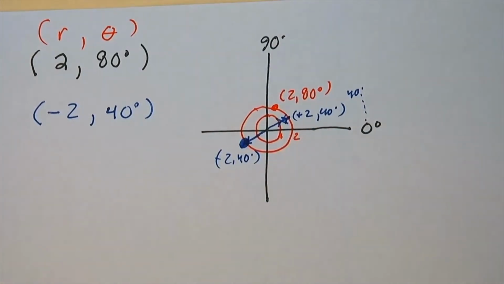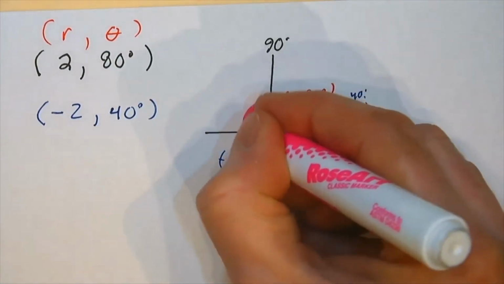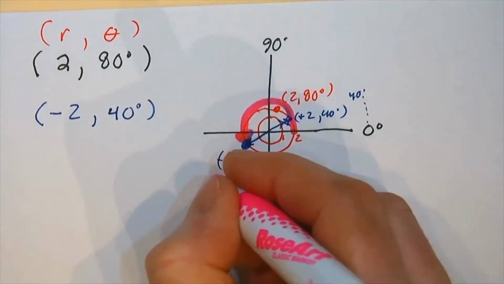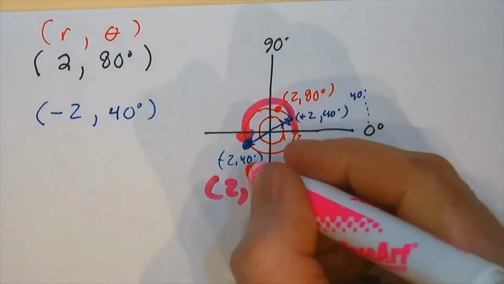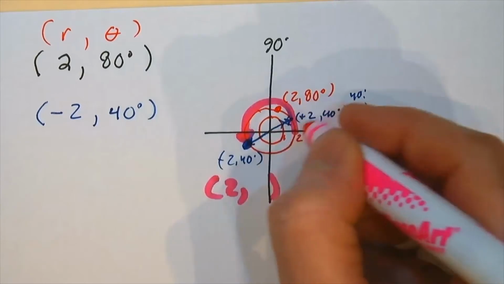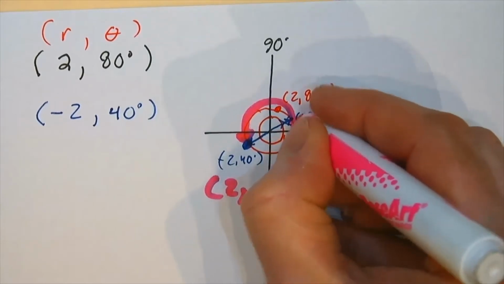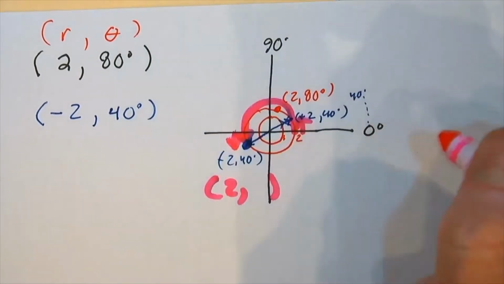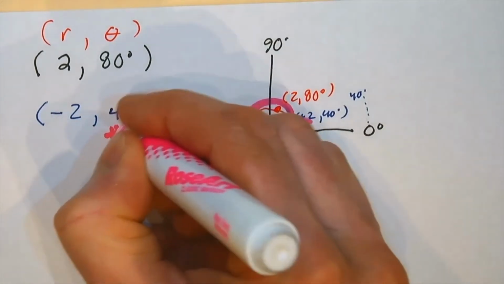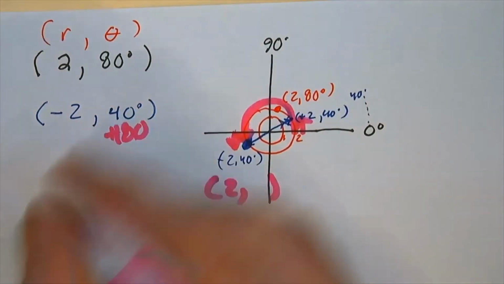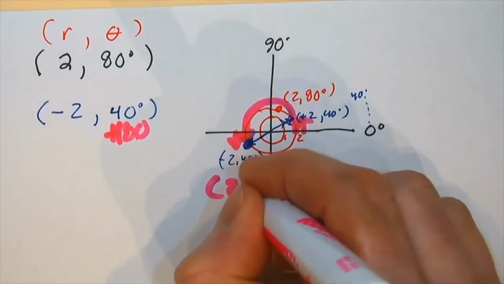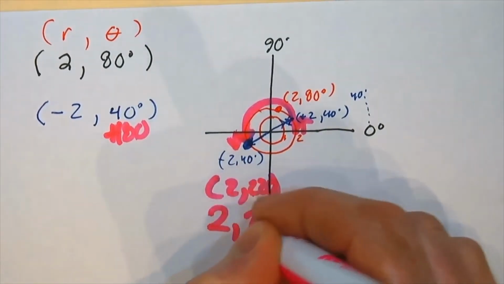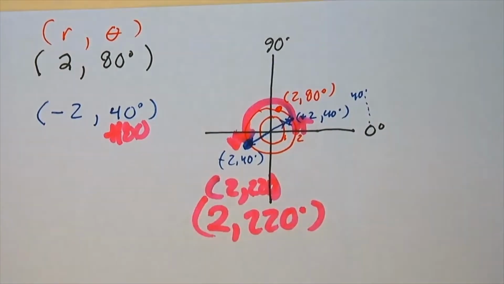Could you name this another way? Sure. Here's another way to name it. I could say, what if I got here just by going all the way around? Can I just call it positive 2? Yeah, but what's the angle now? Here's the trick. This was 40 degrees past. So this is 40 degrees past. Quick way, just add 180 to get to the opposite side. 40 and 180 is 220. Let me write that bigger, 220. So this is the same point.